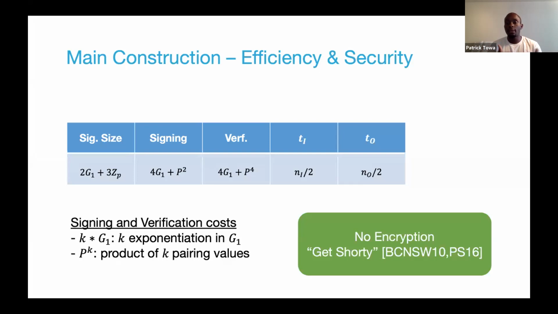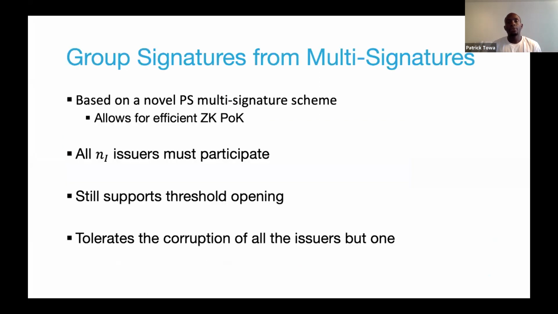And here we actually did manage to separate issuers and openers, but still have short signatures. And as another contribution, we also developed group signature schemes for multi-signatures. So meaning that here the membership credentials that users will get from the issuer are not just signatures now, but they are multi-signatures from all the issuers.